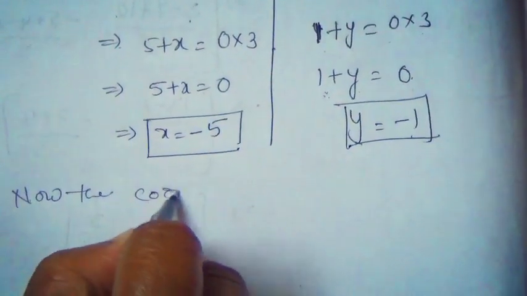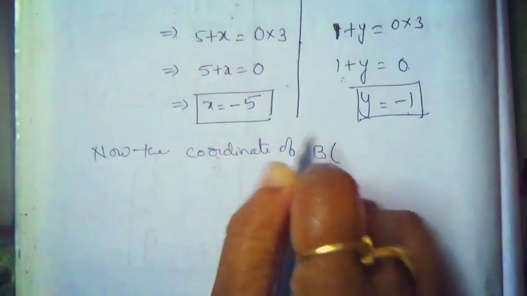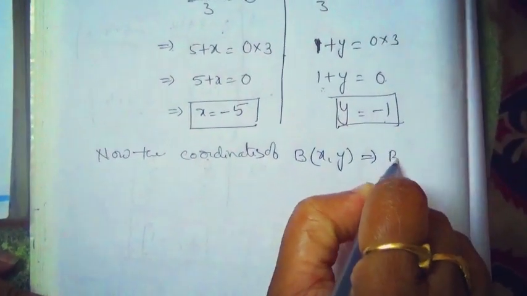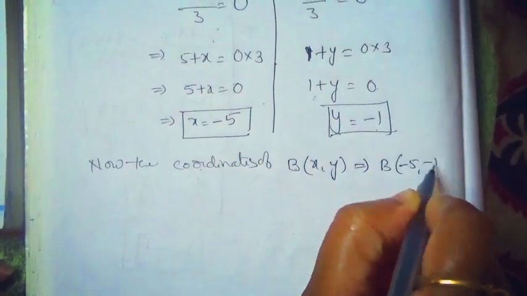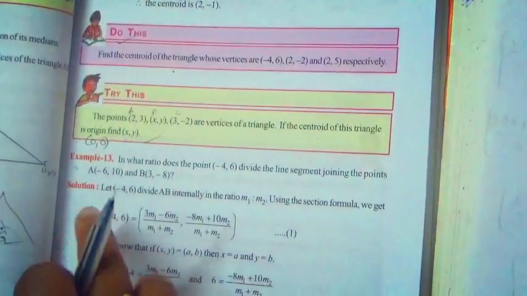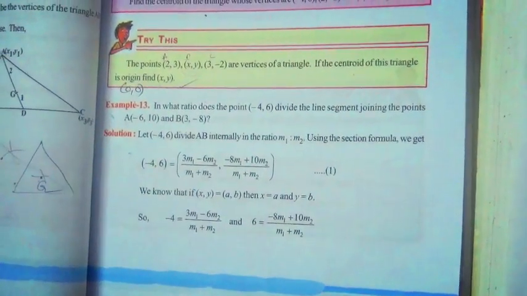The coordinates of B, x comma y, is nothing but B is minus 5, minus 1. It is the answer for this. Try this. Okay, now it's time to explain this example 13. Example 13.